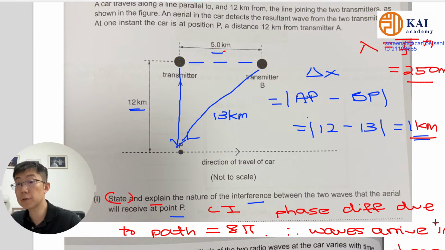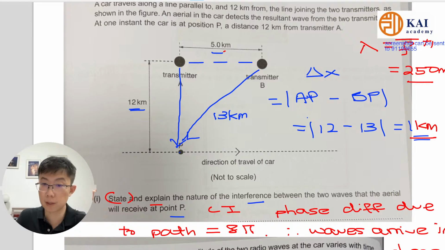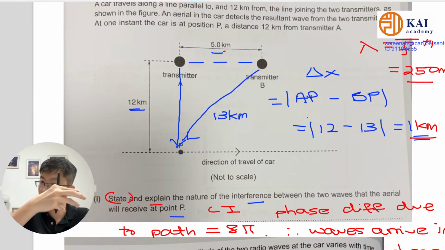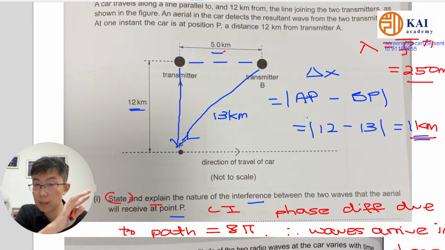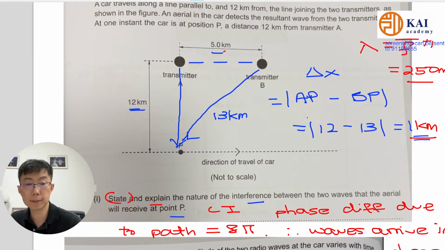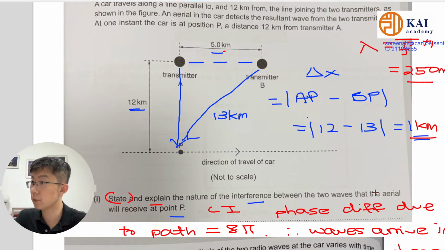This is an answering technique that you can take note of. Whenever you want to conclude that something is going to be a constructive interference, the corresponding waves must be arriving in phase. And if they are arriving pi out of phase, then it's going to be a destructive interference. Since I've started on this question, let me continue with this one.